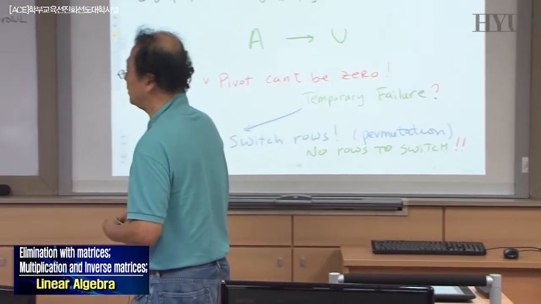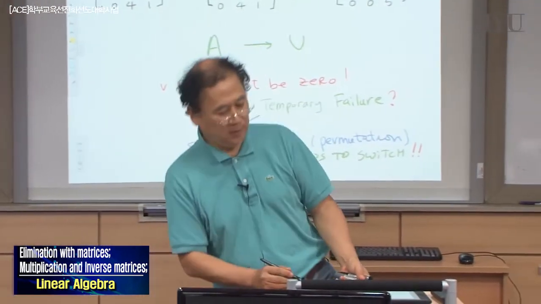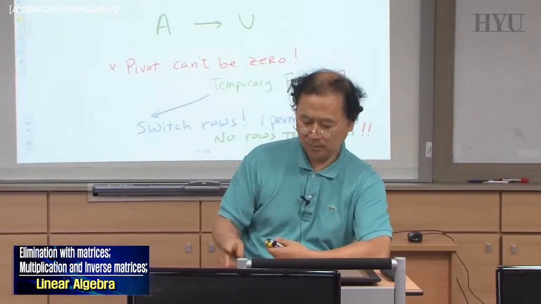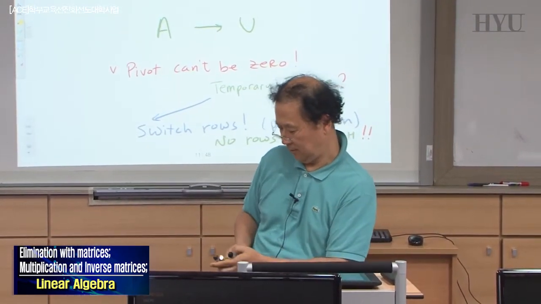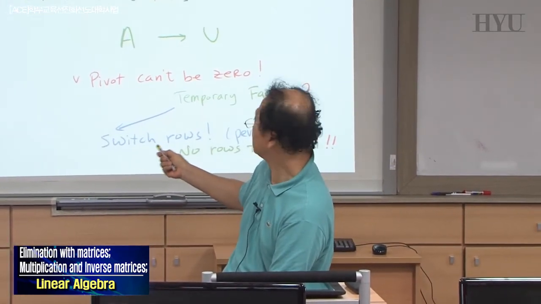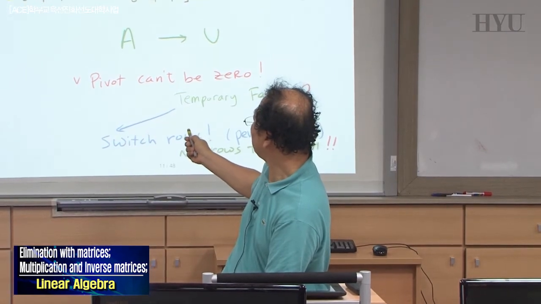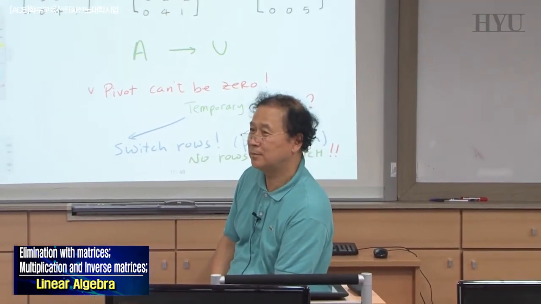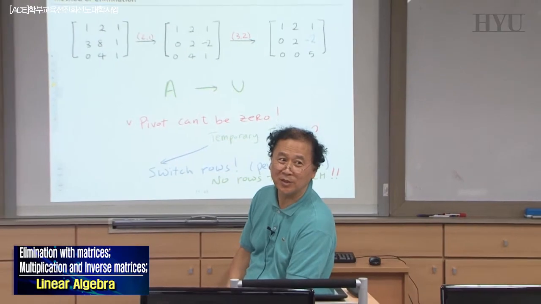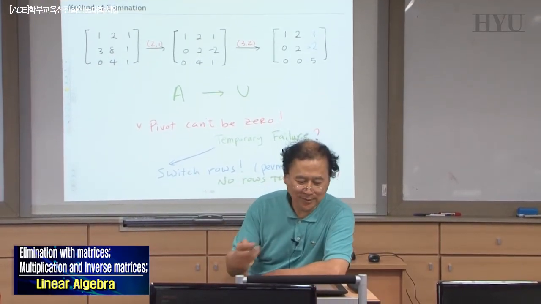Whenever you do this, we just call this one a pivot. What happens if this value is 0? Do you need this computation? Somehow, let's try this.